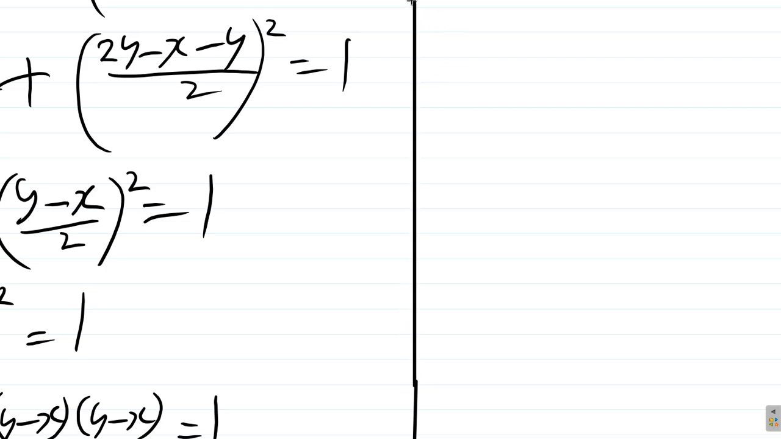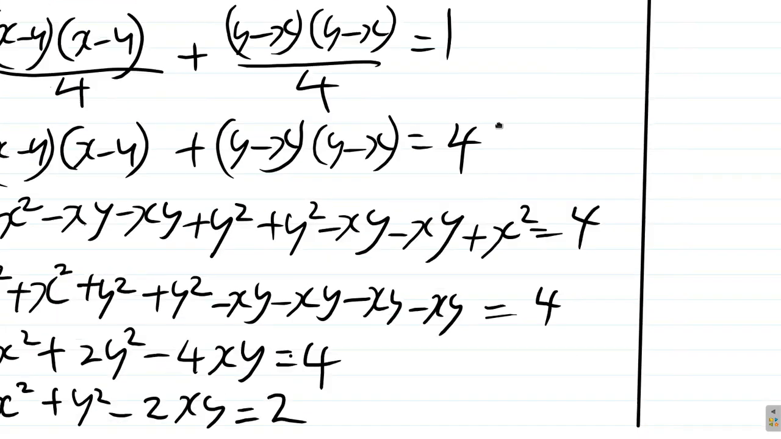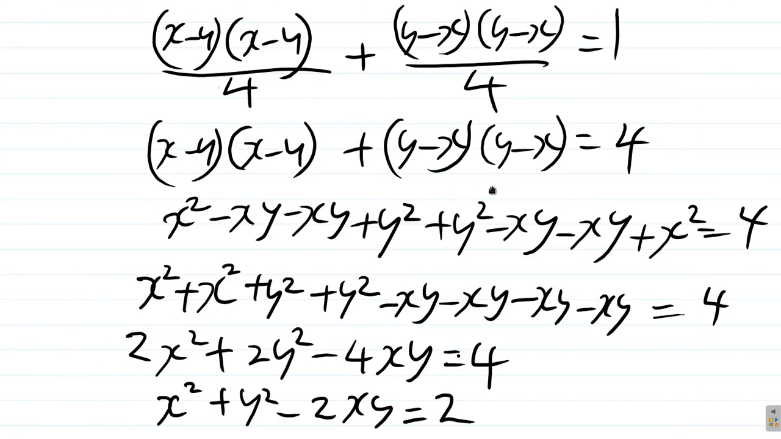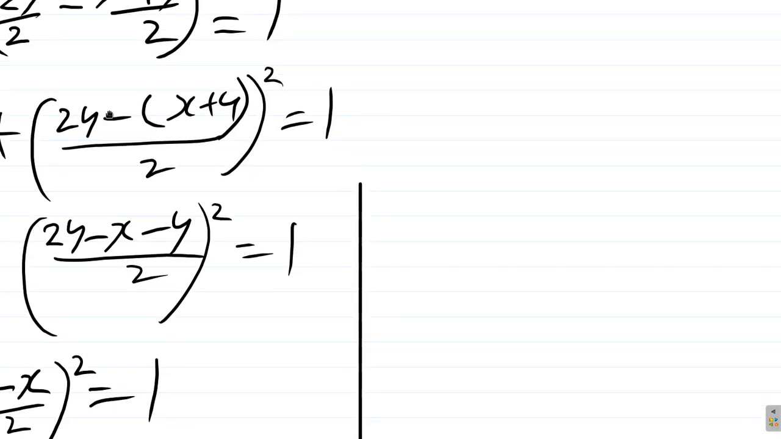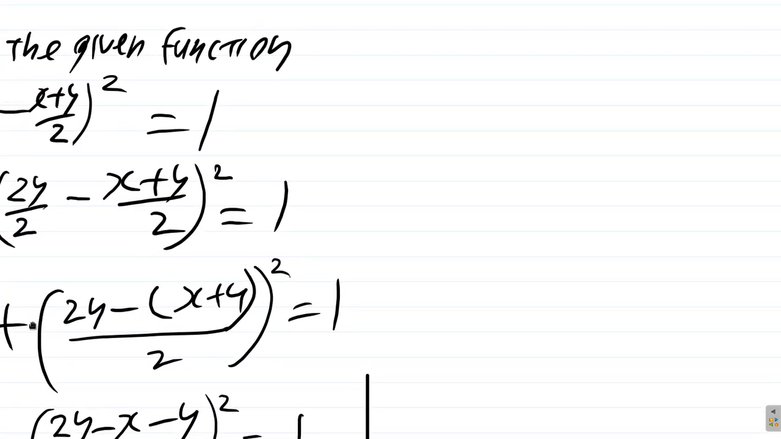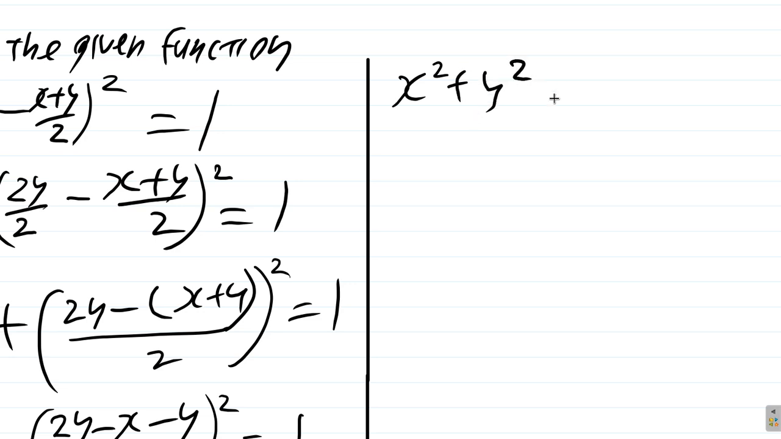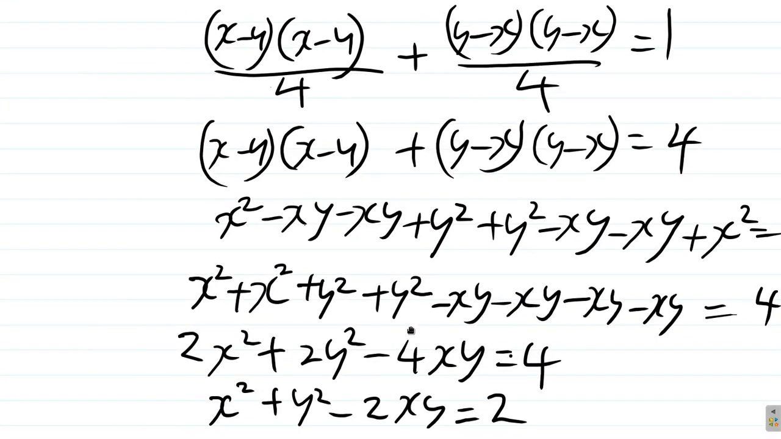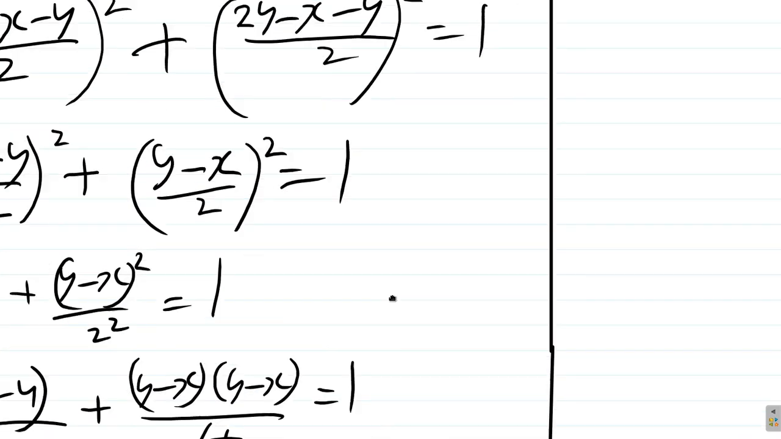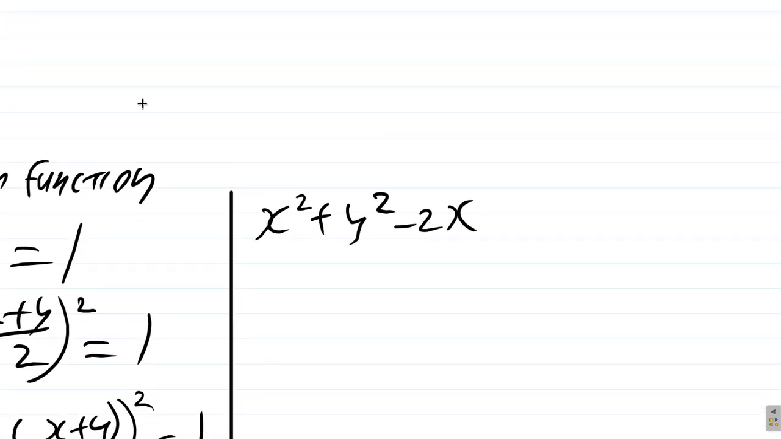This kind of question causes a lot of stress on the brain. You have to make sure you practice it. x squared plus y squared minus 2x, so you have x squared plus y squared minus 2xy equals 2.